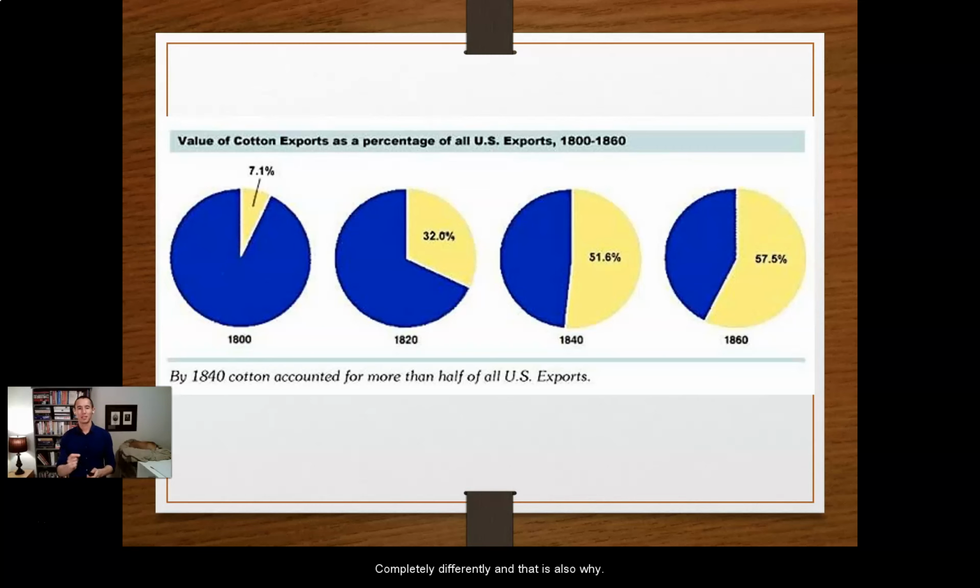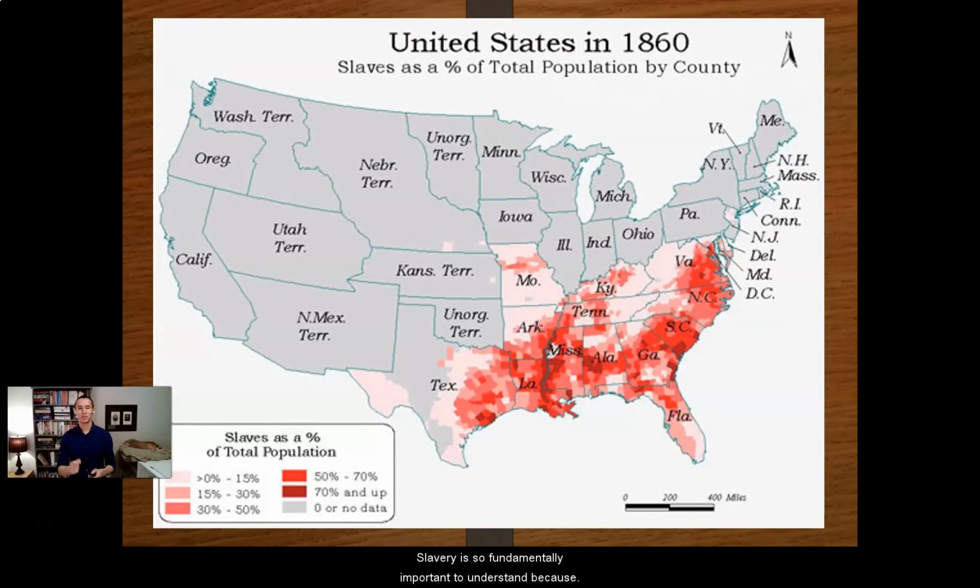And that is also why slavery is so fundamentally important to understand. Because you cannot separate cotton and slavery. There is no mechanization for cotton. It has to be hand-picked, which means cotton and slavery go hand in hand. You cannot separate the two things. So as the amount of cotton being produced increases, as there's more demand for it, there will be a bigger and bigger demand for slavery and for slaves.